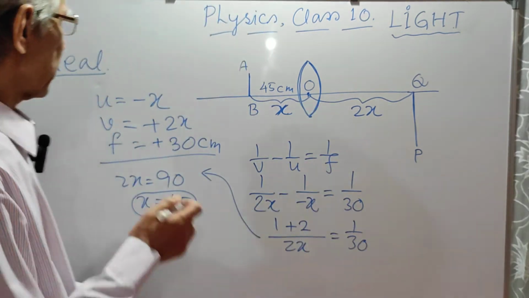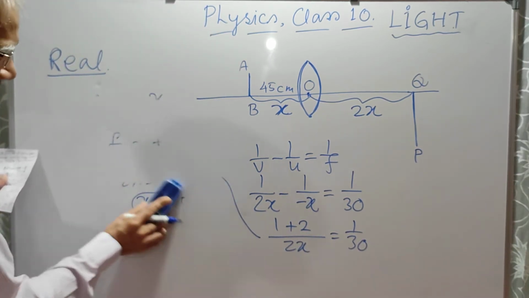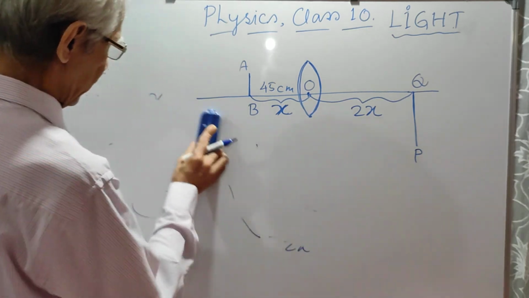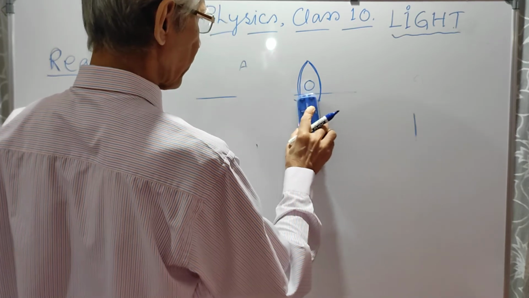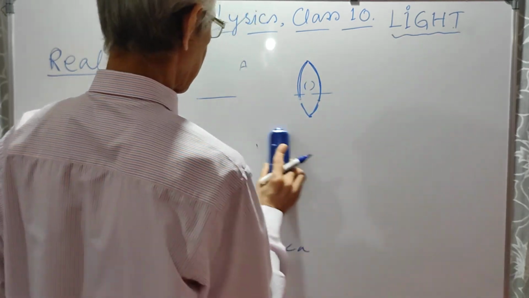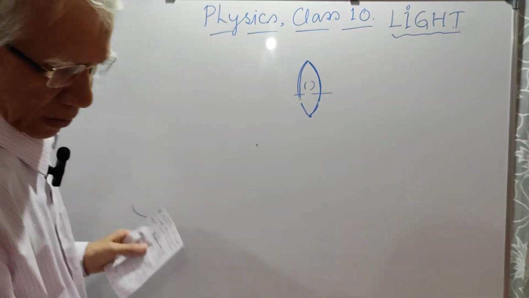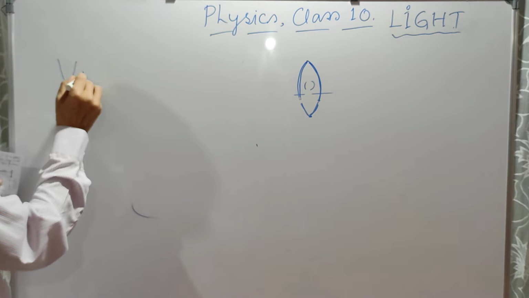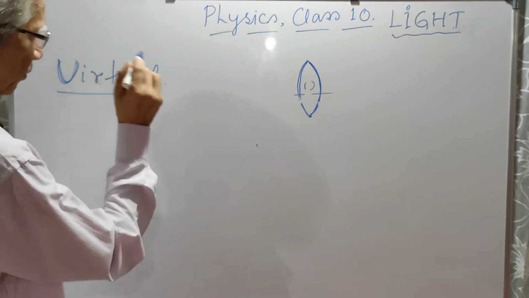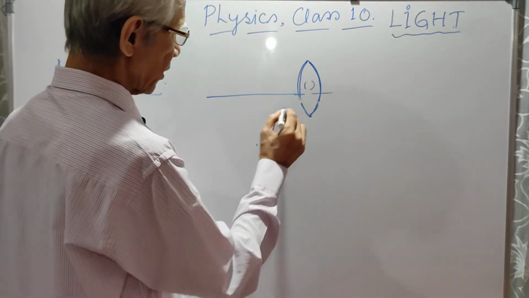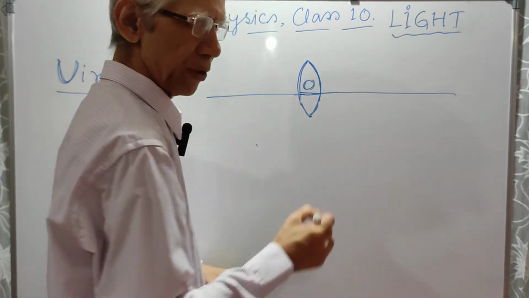Okay. Now this answer we got by considering a real image. Now let us consider the other possibility, which is a virtual image. Let us see what happens when the image formed is virtual. Now how does this lens form a virtual image? Yes, in answering the question in the beginning, I already drew it.